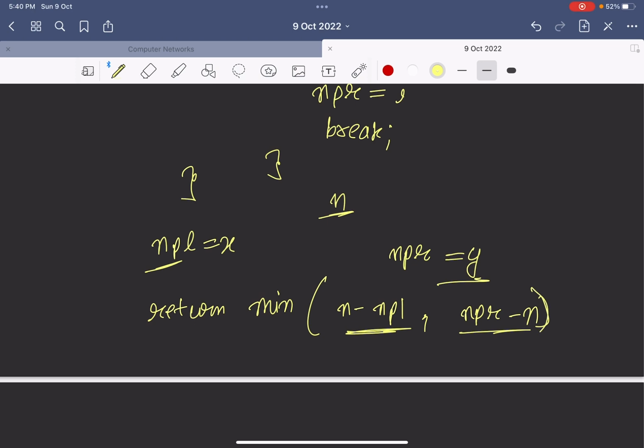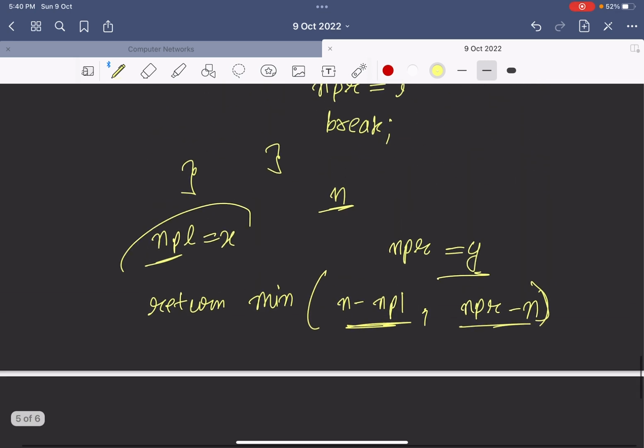Now we have missed one condition here: what if there is no NPL? What if there is no NPR?